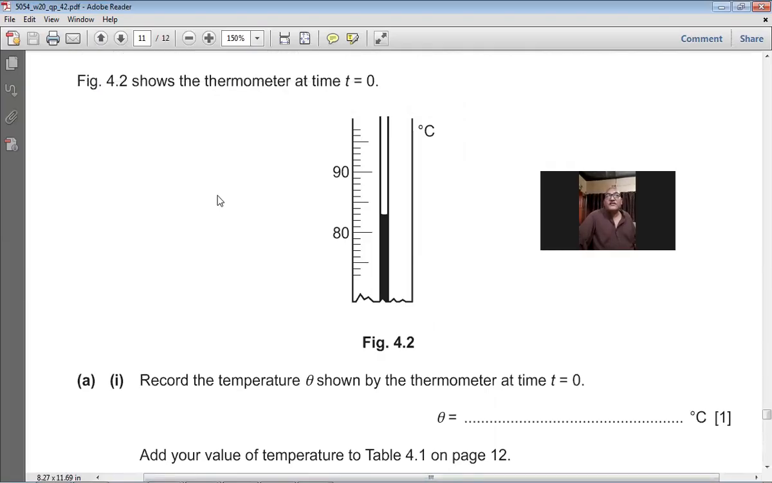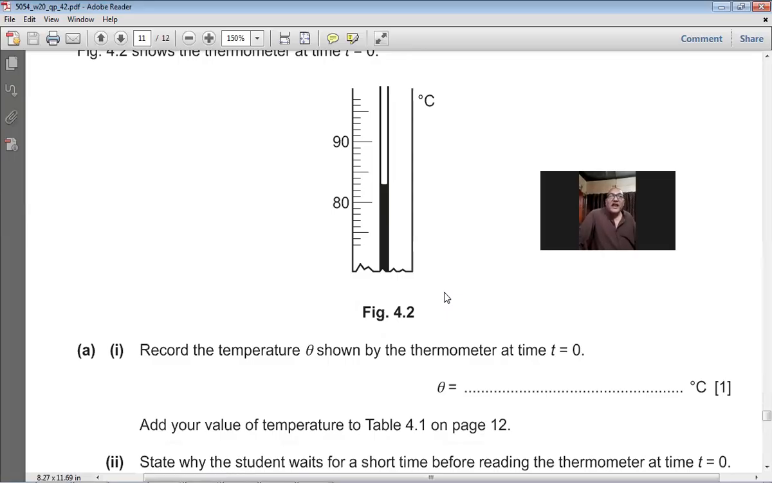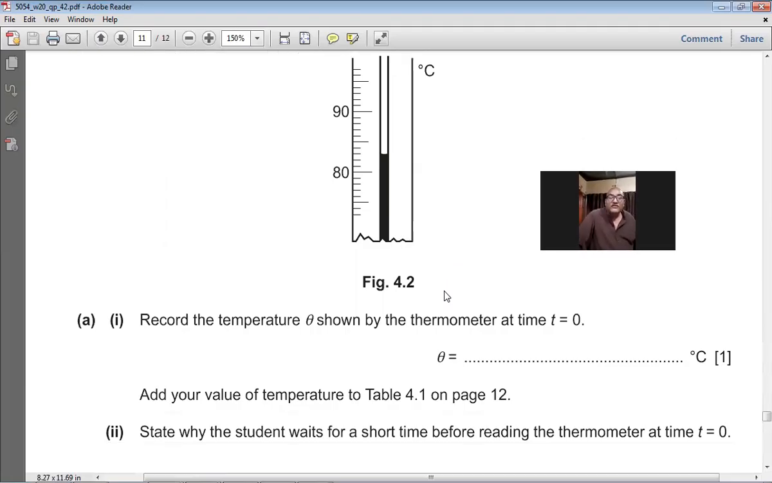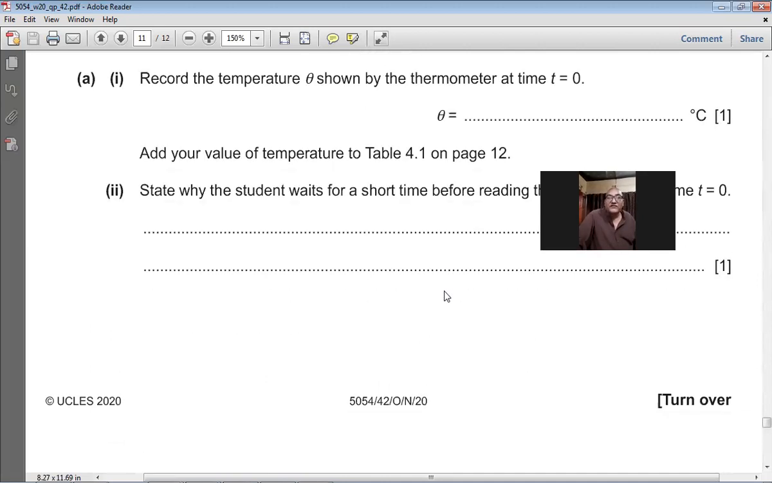Question number 4a is the first portion. Record the temperature theta shown by the thermometer at time t equals 0. You can see this reading is 81, 82, 83, 83. So here you will write 83 degrees centigrade. Degree centigrade is already written there. You only have to write 83. Add your value of temperature to table 4.1 on page number 12. On the next page we have that table. I will show you that table. We have to put that value there.